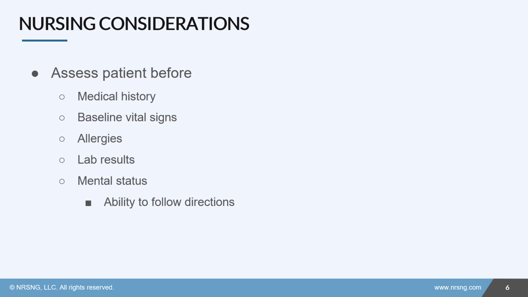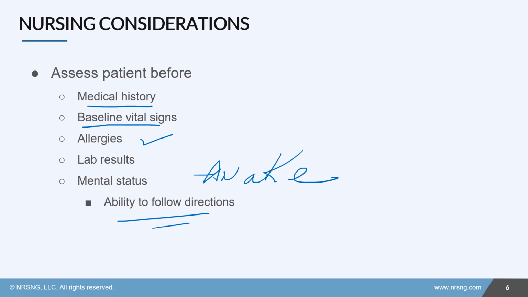So before the procedure, you're going to want to know your patient's medical history. After all, they are having surgery. Make sure you know what their baseline vital signs are so you have something to compare in the event of a reaction. Allergies are huge because we are administering specific medications, and we certainly do not want to see any reactions in our patients. And this is super important. Remember, the patient is completely awake during local anesthesia, so they need to be able to communicate and follow directions.